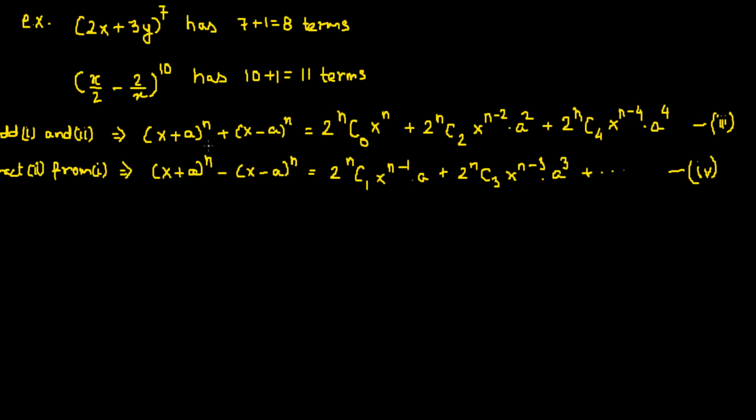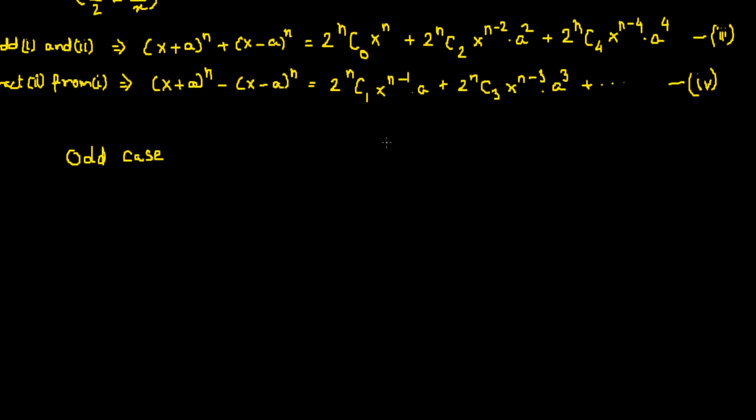In the expansion of (x + a)^n + (x - a)^n, we have two cases, one odd case and one even case. So we'll do the odd case first. In the odd case, when n is odd, the number of terms can be found by using the formula (n + 1)/2.